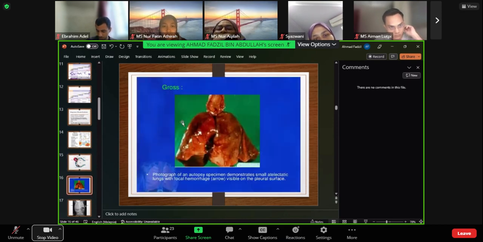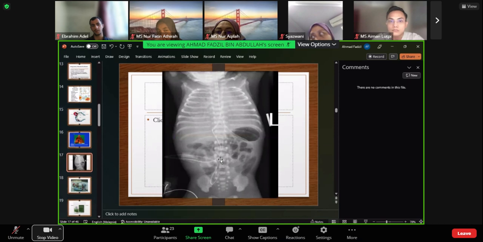And this is what happens if there is no surfactant: the lung becomes collapsed. It looks like liver. This is a very non-functional lung, and it definitely cannot do gas exchange. This is very severe, grade 3 RDS. You can see no air, only air bronchograms, nothing else. A very whitish, solid lung.